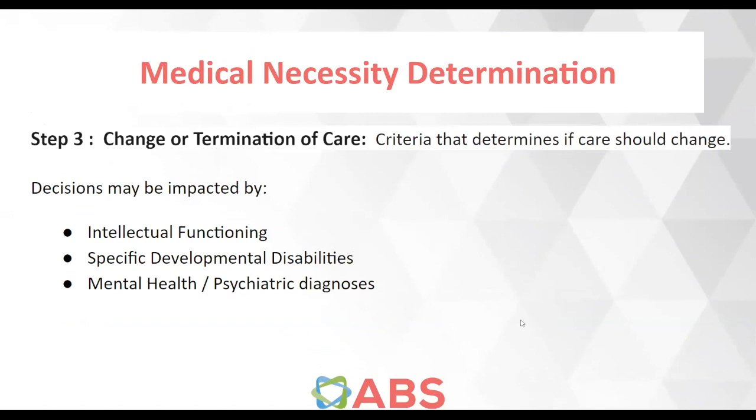So the third step in medical necessity, which begins even when you're creating your treatment plan initially, is that sense of when do we know that termination of care needs to happen, and how do we determine whether a change in care needs to happen. And I think what I wanted to point out here from the side of a psychological report is that some of those decisions can be impacted by a few things. Intellectual functioning is an important one.